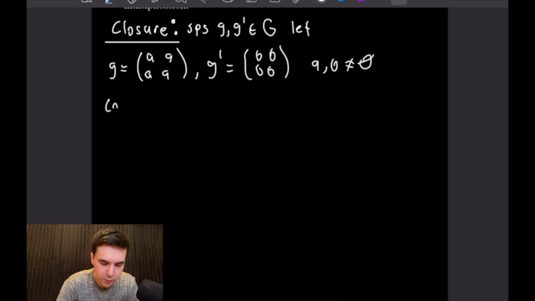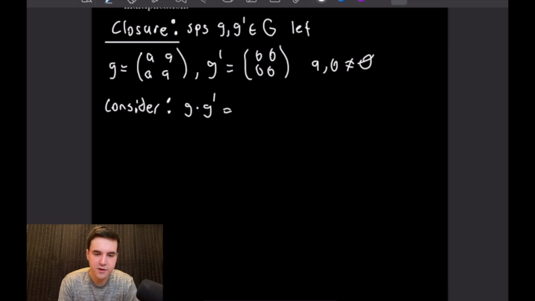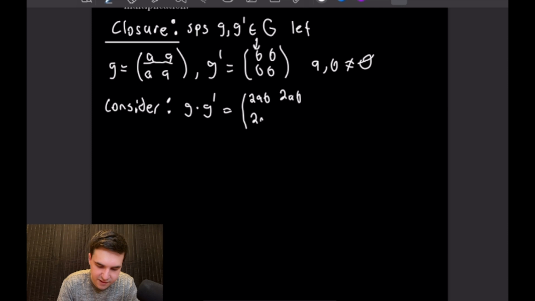Great. So from here, we want to consider g times g prime. Well, what's that going to be? We can use our standard matrix multiplication rules here, but we're going to see that because each of the entries in both of these matrices is the same, each of these entries will also be the same. If we swivel our first row of g into our first column of g prime, what we're going to get is A times B plus A times B, which is just going to be 2AB. But that's just going to be the same for each individual entry in this matrix, so we'll have 2AB for all 4 of the entries here.